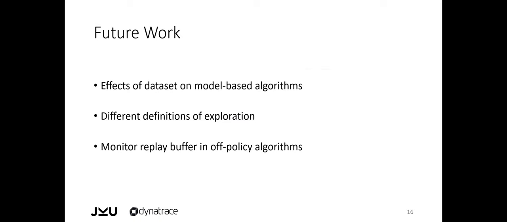Okay, so what is future work in this direction? We would like to investigate the effects of the data set's distribution on model-based algorithms, because it's not clear whether learning a policy and learning a model have the same necessities on the data distribution. Furthermore, it could be interesting to have a different measure of exploration. And it would be interesting to investigate failure modes of our current off-policy algorithms from a data set perspective, because we have this replay buffer and we know that after some time it can be unstable, which could be related to the current distribution of the replay buffer.